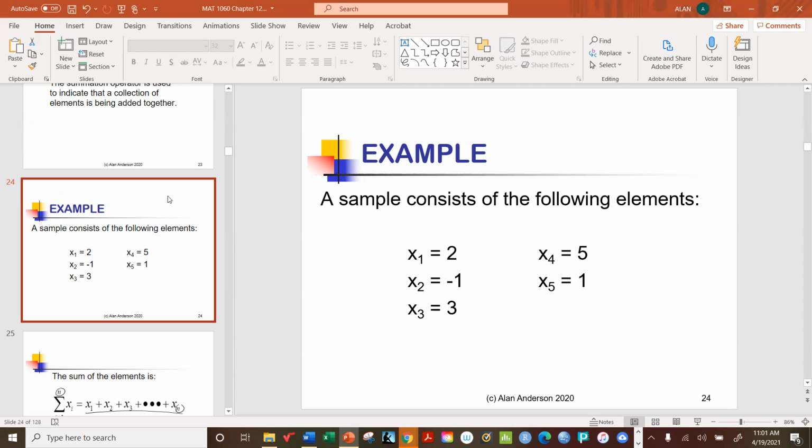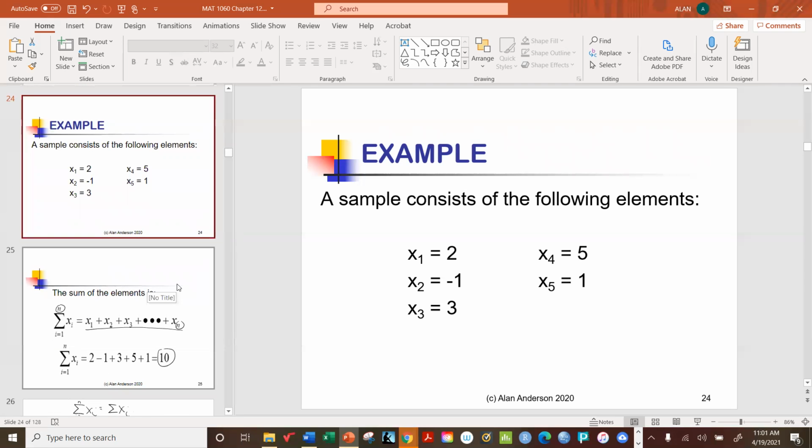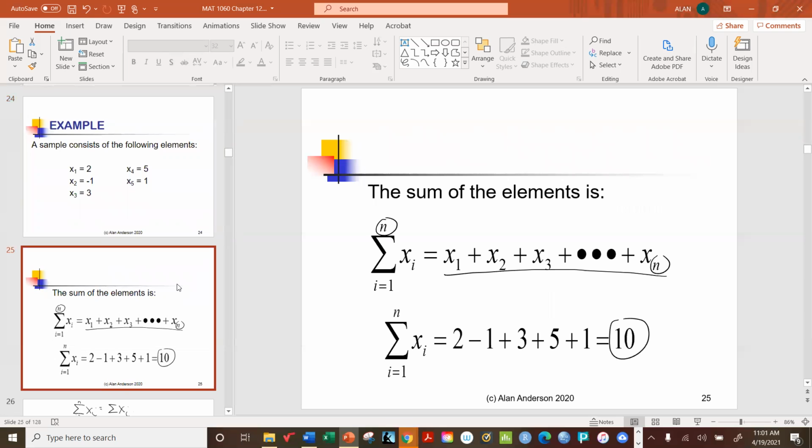Well, intuitively, I think everybody knows that you would just add them up and divide by 5, but we want to approach this in a more formal way. So we'll start by using the summation operator or applying it to this data. So the summation operator says, all right, here's what you're actually doing. You're adding up all the elements.